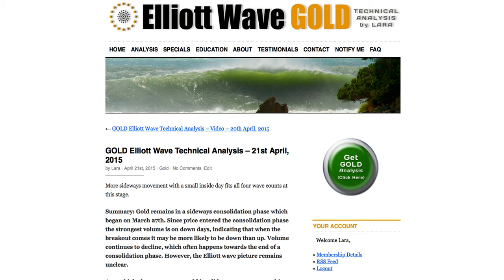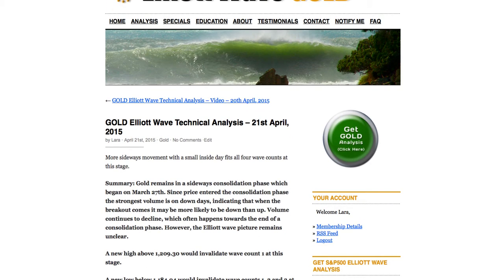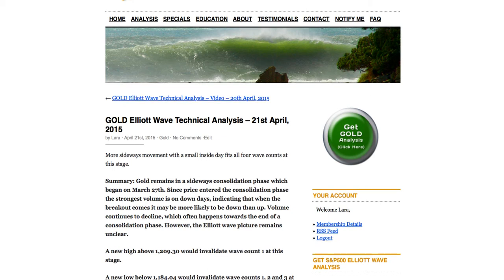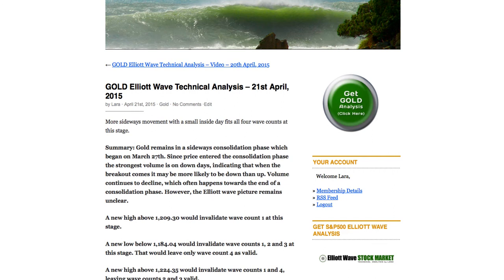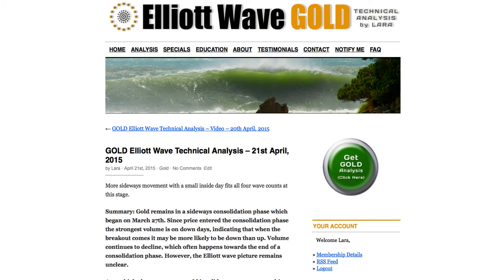If we see a new high above 1209.3, that will invalidate wave count 1. If we see a new low below 1184.04, that will invalidate wave counts 1, 2 and 3, leaving only wave count 4. At that stage we would have clarity. If we see a new high above 1224.35, that will invalidate wave counts 1 and 4, leaving both wave counts 2 and 3 valid. We wouldn't have clarity because one is bullish and the other is bearish.